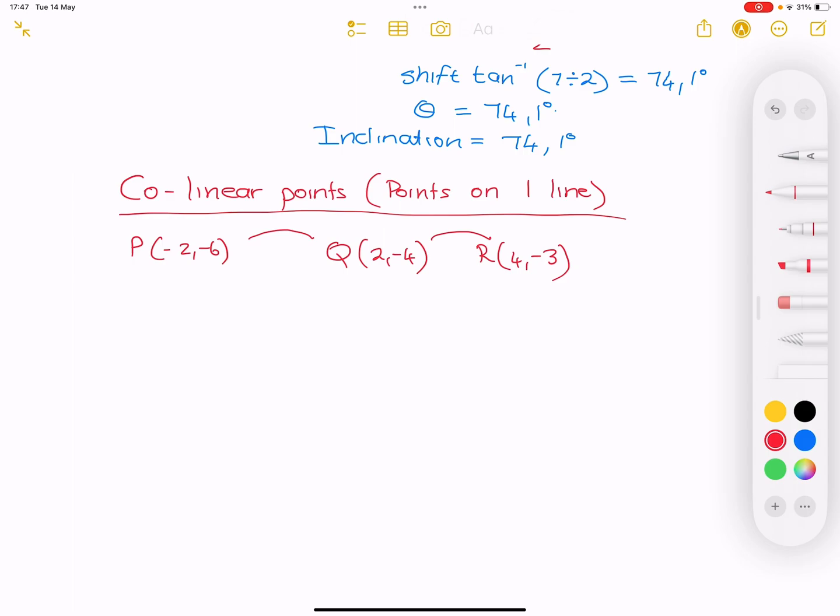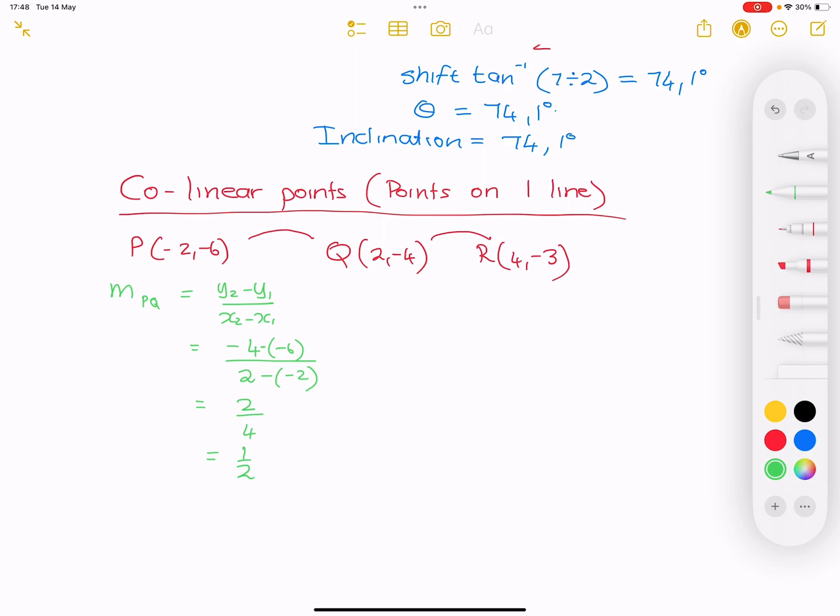So now you say the gradient of PQ is y2 minus y1 over x2 minus x1. So in this case, that's x2 and y2 and x1 and y1. Now y2 minus y1 is minus 4 minus 6 over 2 minus negative 2. Do you see? So you have minus 4 plus 6 is 2, and 2 plus 2 is 4, and that is a half.